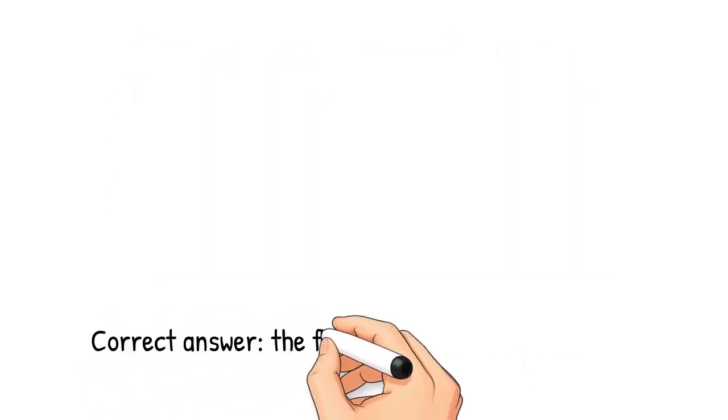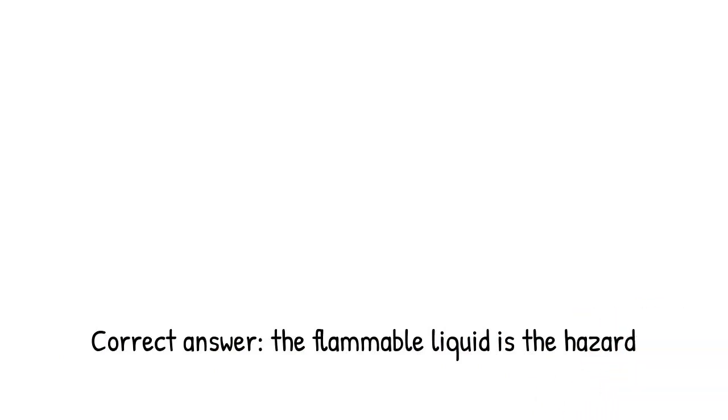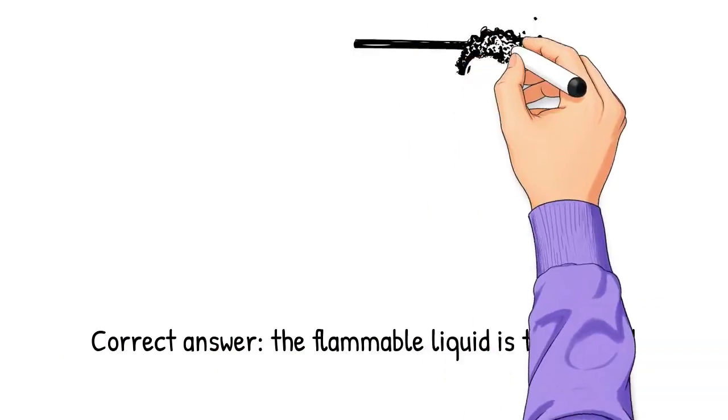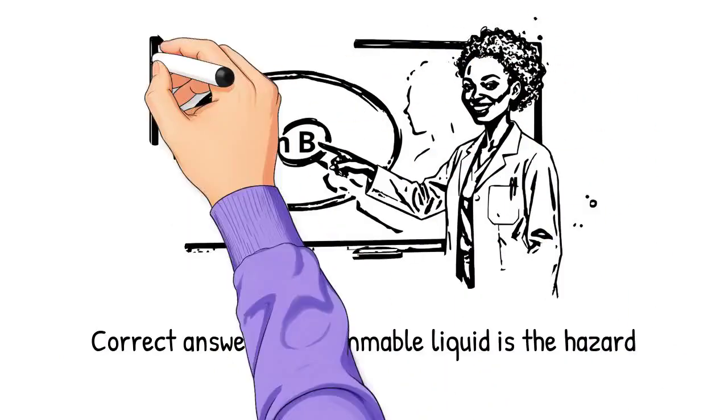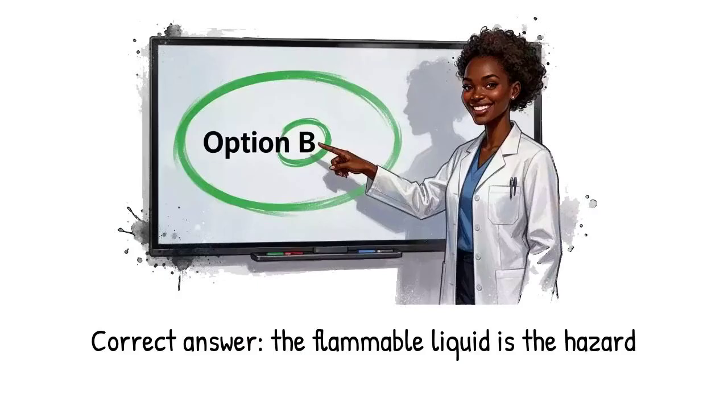Step 3. Check the remaining option. B. The flammable liquid stored on shelves. The flammable liquid is the source of harm. It can burn, explode, or cause fire. That's clearly the hazard. Correct answer, B.